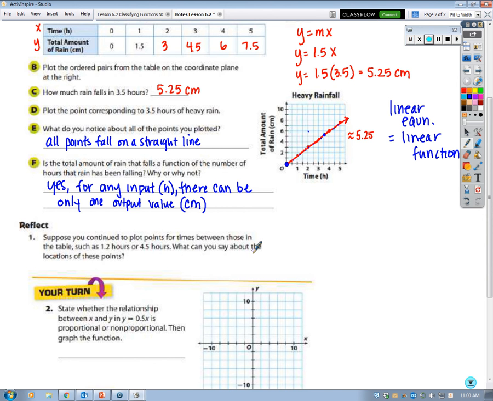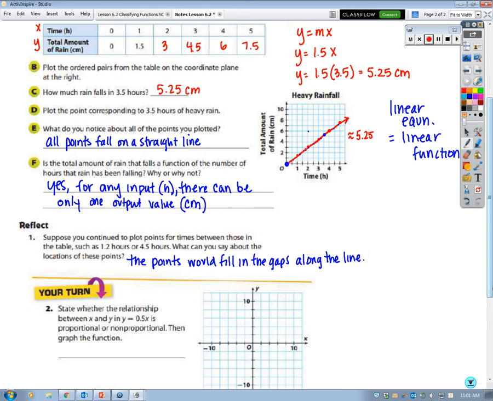So what can you say about them? Well, we could say a couple different things, but we're going to say that the points would fill in the gaps along the line. And that would just continue to illustrate that this is a function of time, that rain is a function of time.